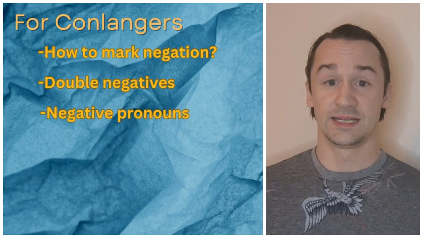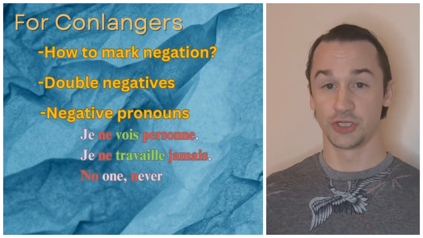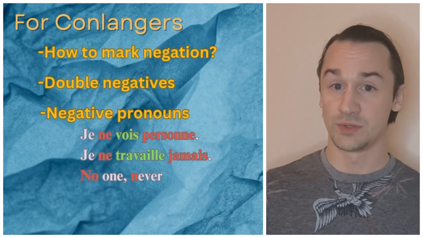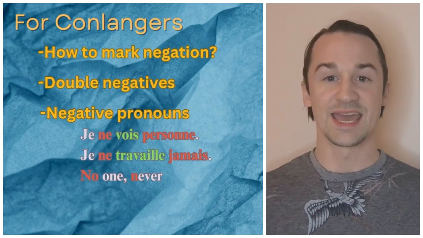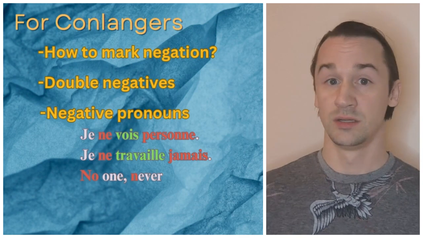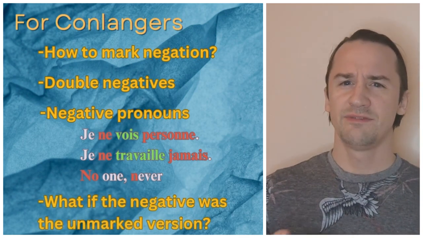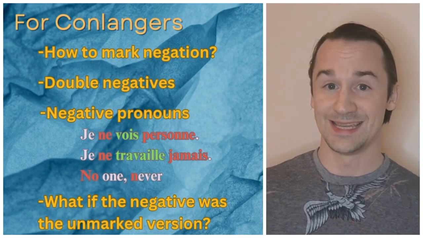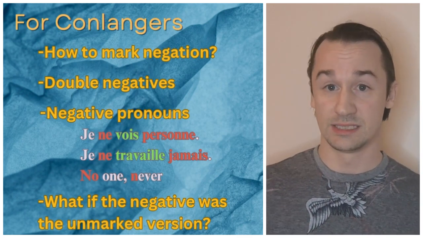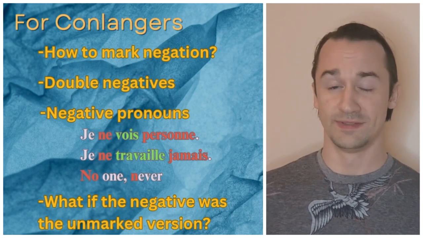Also, conlangers really need to consider the negative forms of pronouns. Are the positive words used in conjunction with the negative, like French, "je n'ai pas pression, je ne travaille jamais"? Or are there other words, like English, "no one" for "anyone," "never" for "ever"? So here's an idea someone could workshop. What if the negative was the unmarked version? So the natural phrasing is negative, and they have to mark a sentence for positivity. How would this have effect on the world view of the speakers? They sound like pessimists to me.